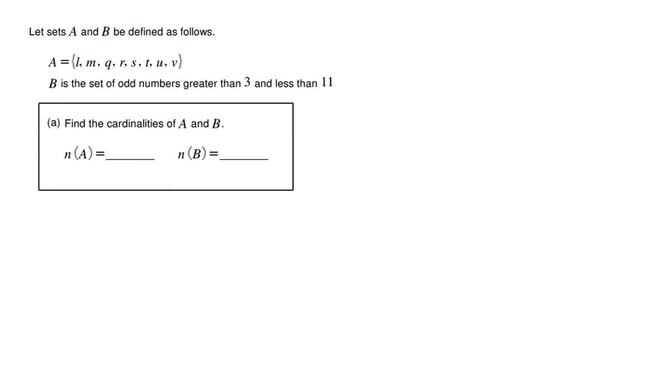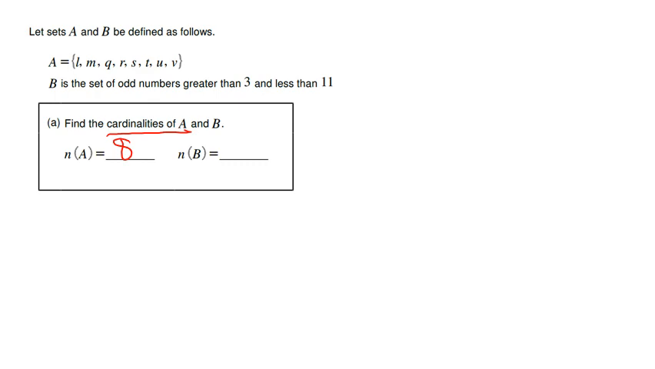So we're given 2 sets here, A and B, and we need to find their cardinalities, meaning we're going to count how many elements are in each set. For set A, 1, 2, 3, 4, 5, 6, 7, 8. There are 8 elements in A.